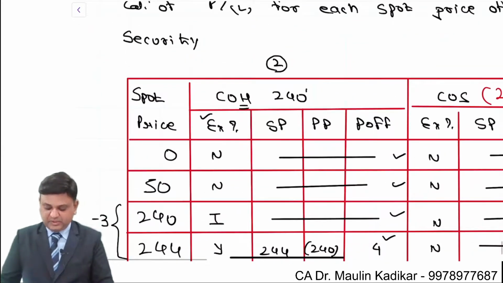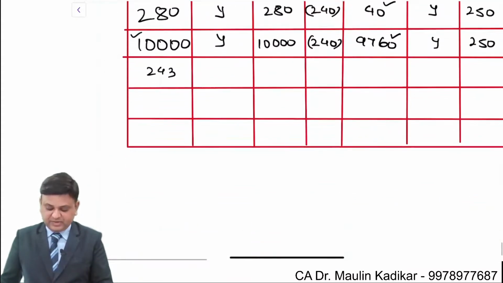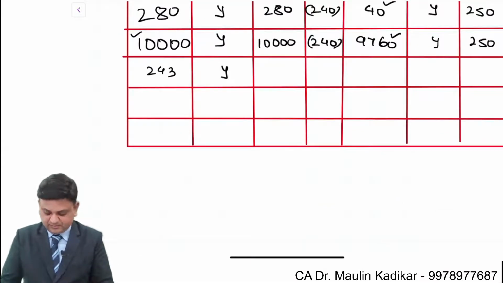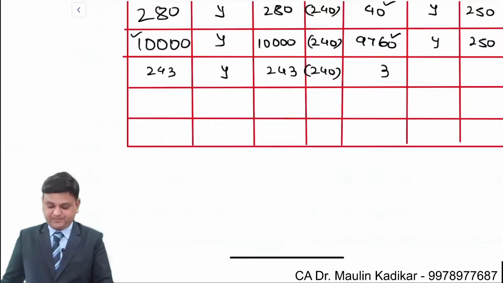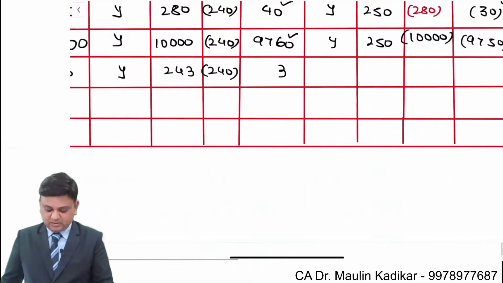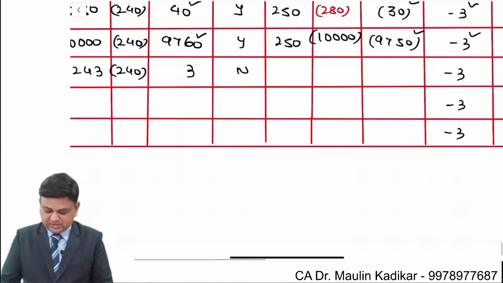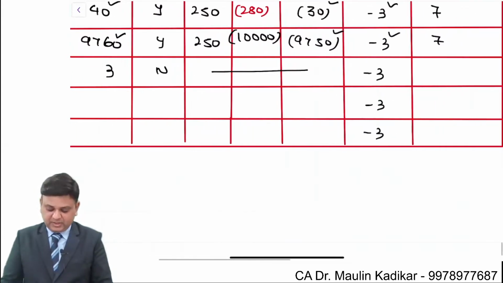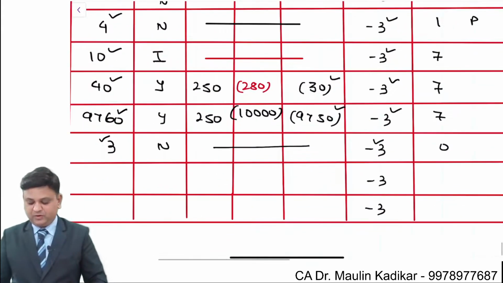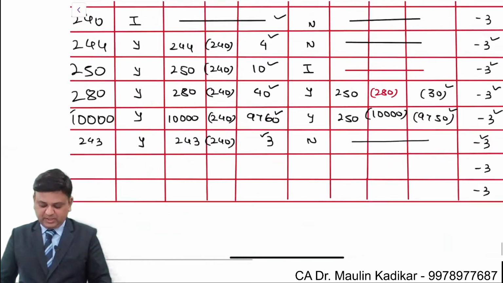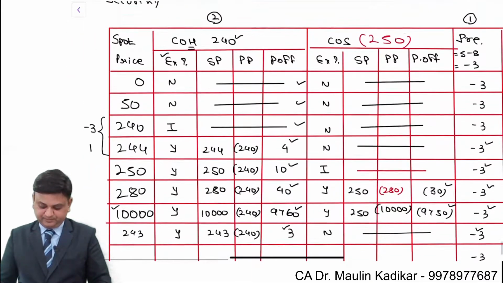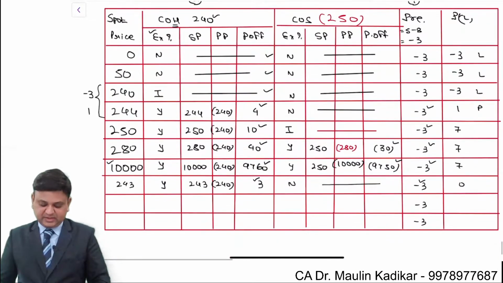243 is exceeding 240, so we will exercise our call option. 240 is the purchase price, 243 is the sale price, so 3 rupees is the payoff. Over here 243 is not exceeding 250, so this option is not exercised. 3 rupees is the payoff, 3 rupees is the premium, so there is a situation of no profit, no loss, in case 243 is the spot price of the equity share. This is what we understand.